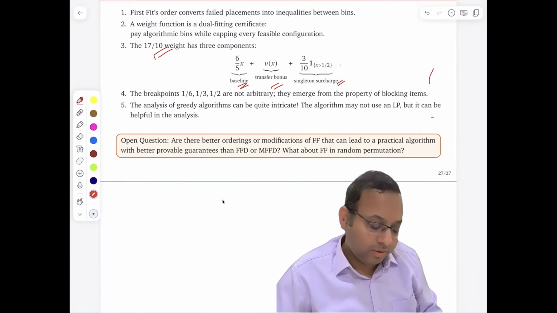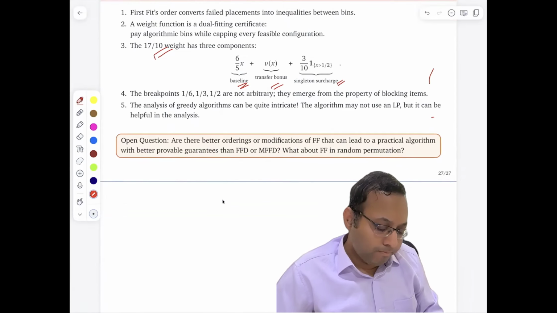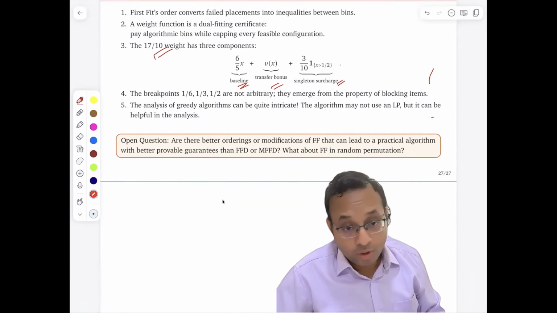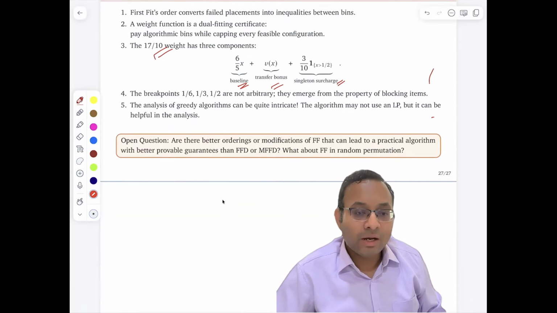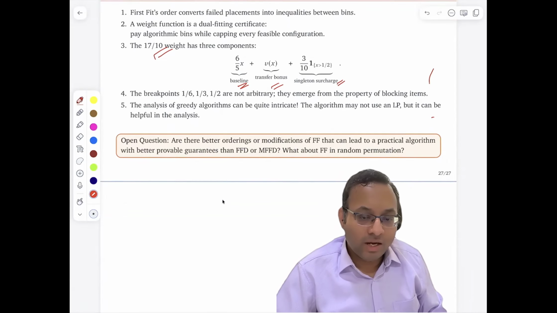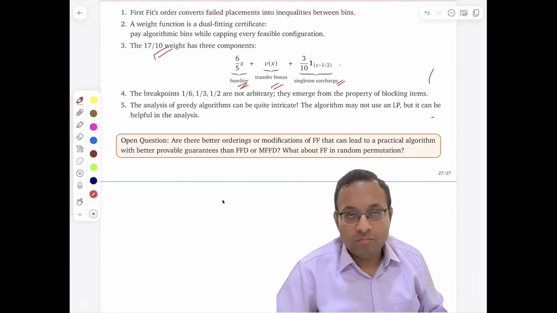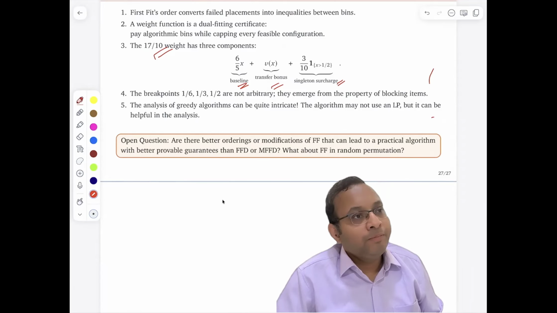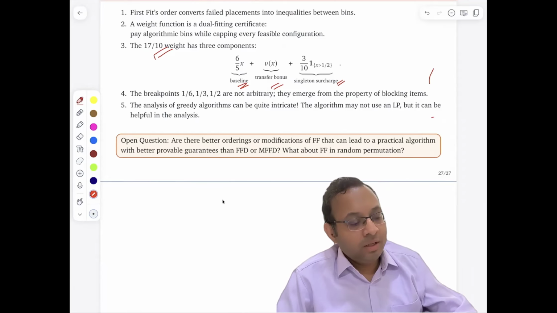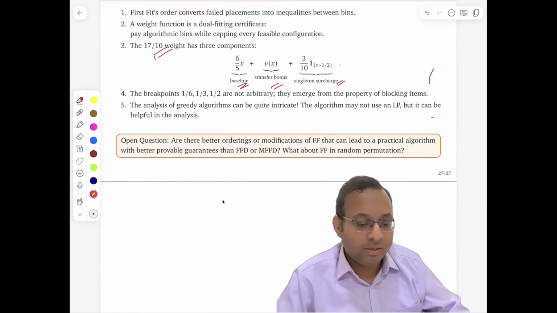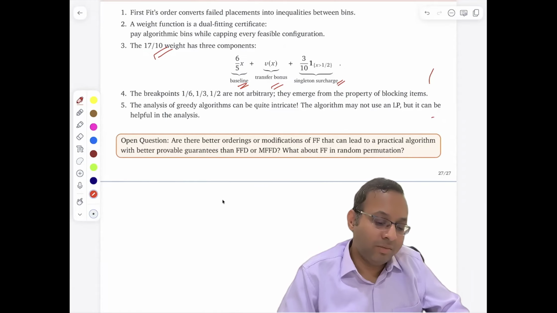Now there are several open questions. One is, are there better orderings or modifications of first fit which can lead to a better practical algorithm? For example, first fit decreasing has a guarantee of 1.22 and modified first fit has 1.18. Can we improve them using some other permutations? One candidate could be, instead of first fit decreasing, which always considers items one by one in decreasing order, maybe we can do it alternatively. So we sort them and maybe pack a large item, then the smallest item, then the next largest item, and then the smallest item, or some other variants.